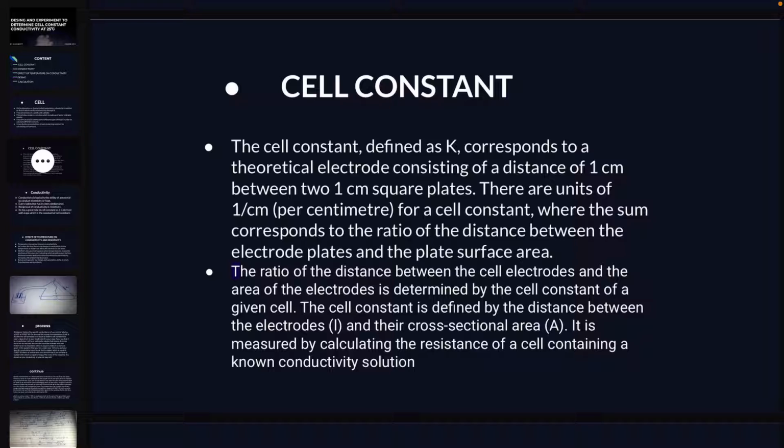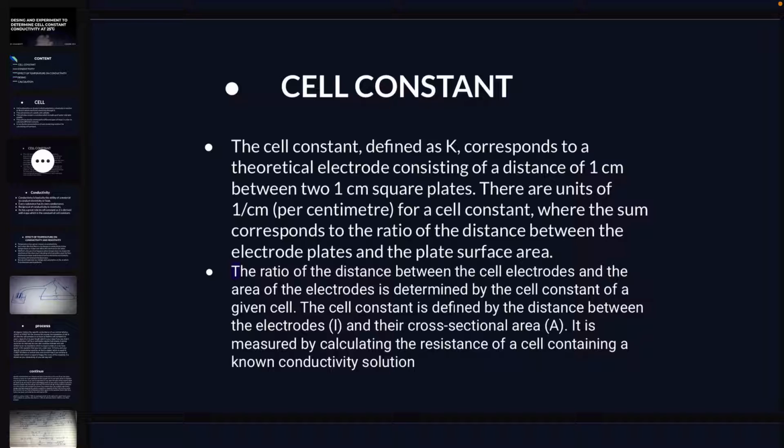The cell constant, defined as K, corresponds theoretically to electrodes consisting of two square plates of 1 square centimeter separated by a distance of 1 centimeter. The unit is per centimeter, where the value corresponds to the ratio of the distance between the electrode plates and the plate surface area. The cell constant is defined by the distance between the electrodes and the cross-sectional area A. It is measured by calculating the resistance of the cell containing a solution of known conductivity.